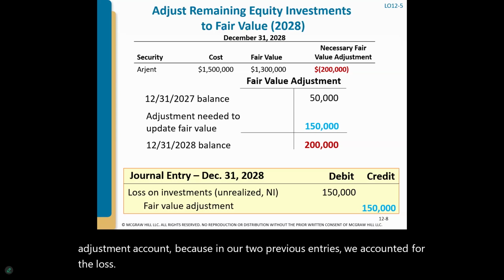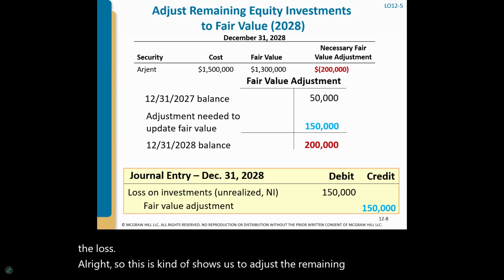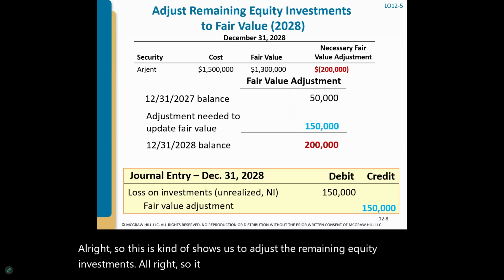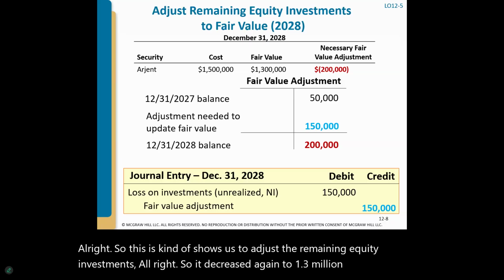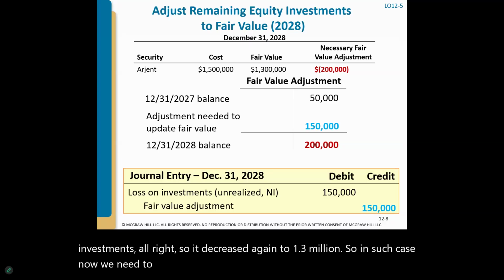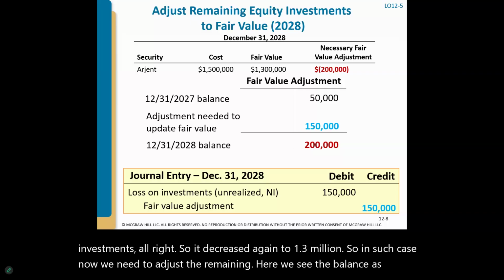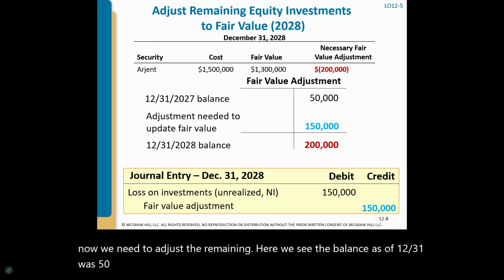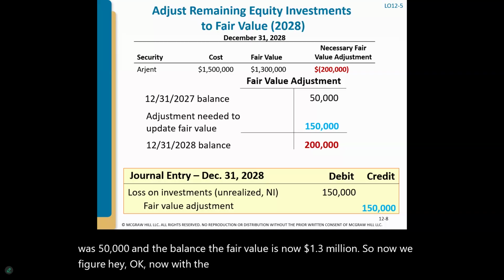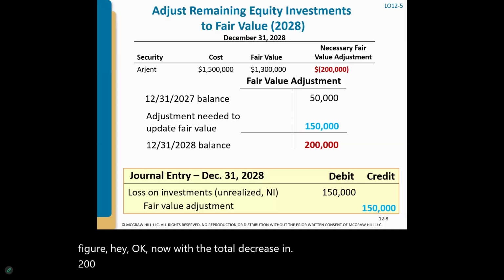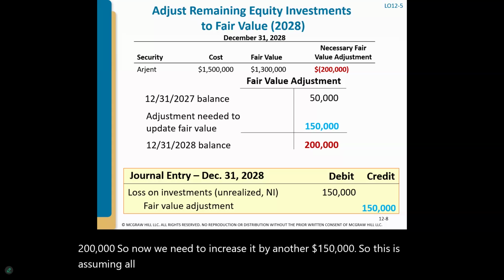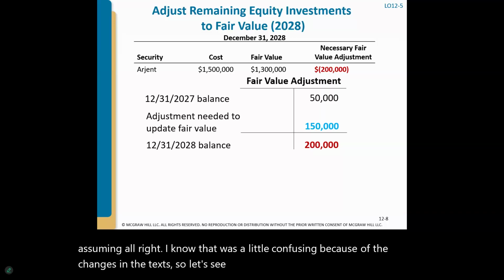All right, so this just kind of shows us to adjust the remaining equity investments. All right, so it decreased again to 1.3 million. So in such case, now we need to adjust the remaining. Here we see the balance as of 12/31 was 50,000, and the fair value is now 1.3 million dollars. So now we figure, hey, okay, now the total decrease in value is 200,000. So now we need to increase it by another $150,000. So this is assuming, all right, I know that was a little confusing because of the changes in the texts. So let's see here. I'm going to scroll back up one.